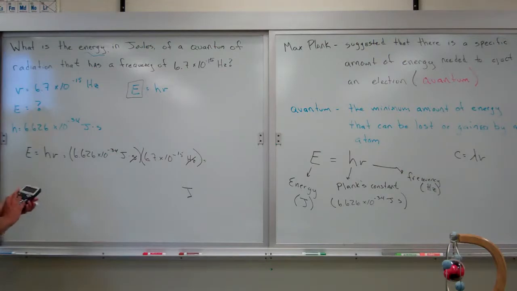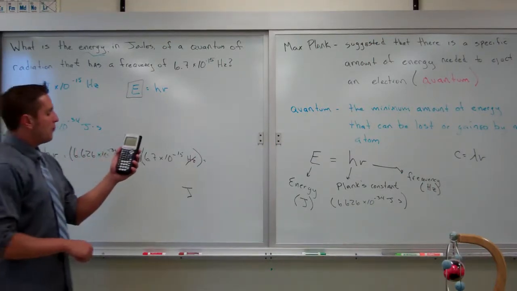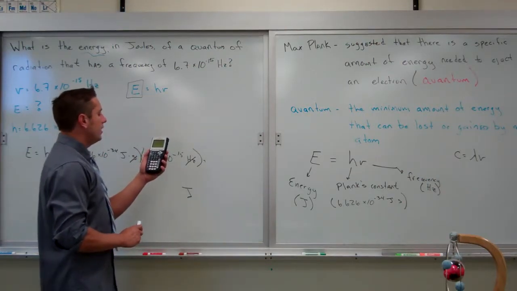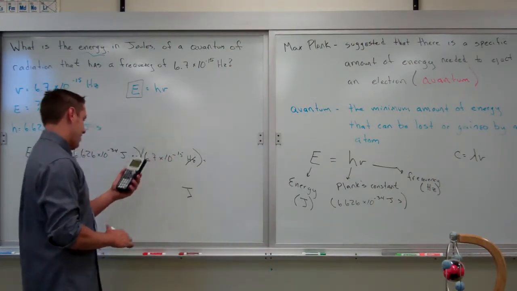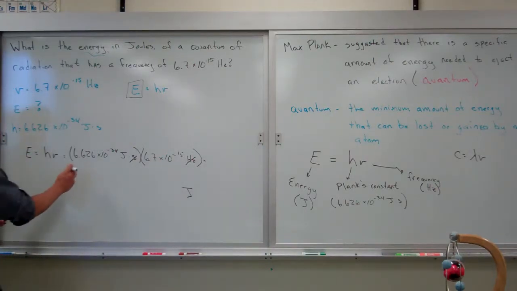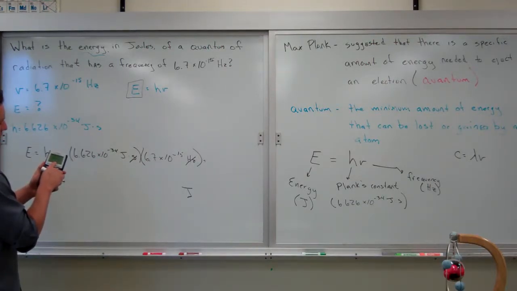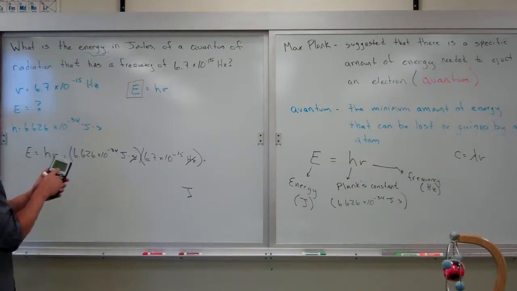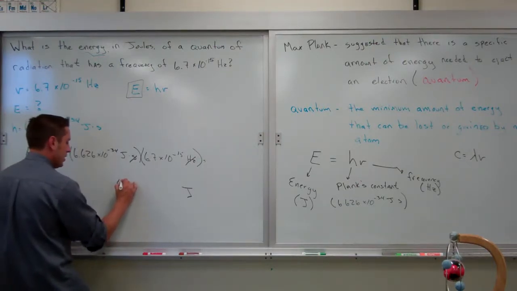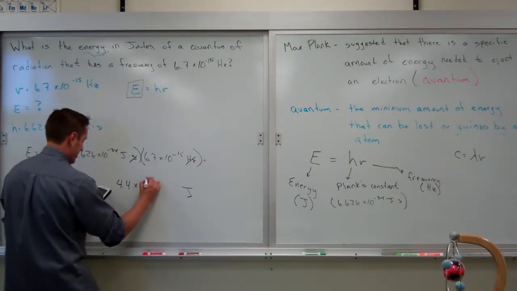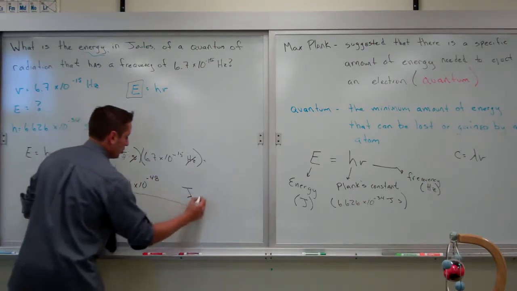So I get my calculator. 6.626 E negative 34 times 6.7 E negative 15. My calculator says 4.439 times 10 to the negative 48th. Watch for your sig figs. 4 here, 2 here. I only get 2. So 4.439, the 3 will not round the 4 up. Means 4.4 times 10 to the negative 48th joules.